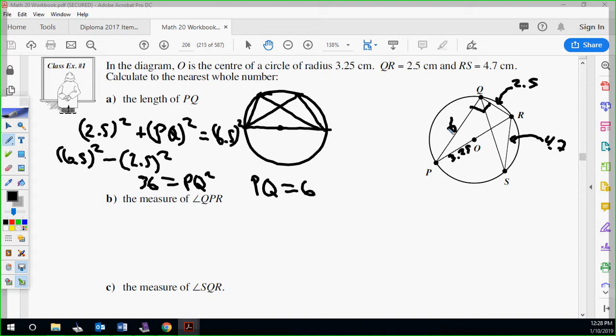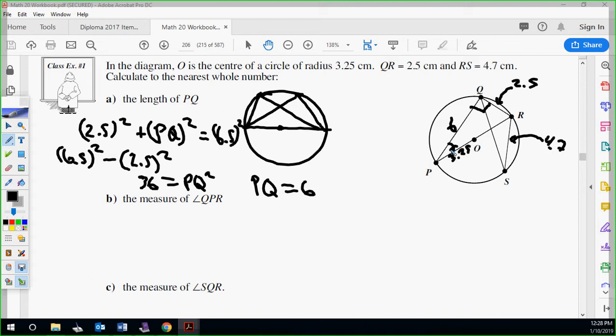Now I want to find the measure of QPR. Since it's a right triangle, we can use our trig ratios. We're trying to find this angle here. We can use any trig ratio we want, because we have the opposite, the adjacent, and the hypotenuse. So we can use any one we want. I'll just use sine.